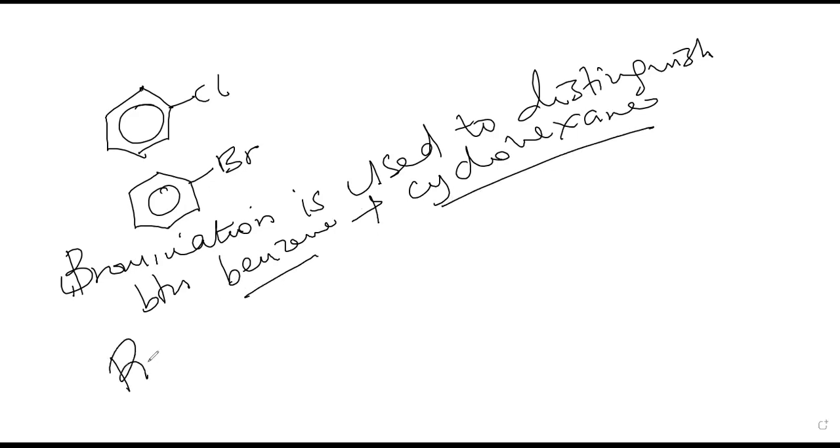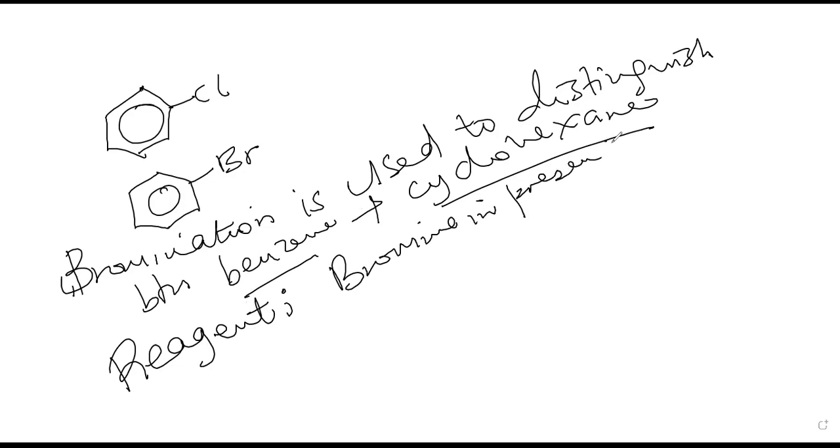So the reagent that distinguishes the two, you should always write it as bromine in presence of anhydrous aluminium bromide.